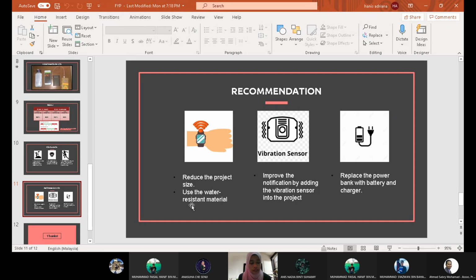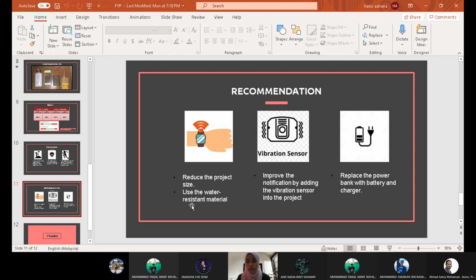And other than that, the casing for the product should be developed with water resistant material, so it can be used, for example, on a rainy day or anywhere we move. Plus, the way it notifies the user should be improved, not only by sending notifications through a smartphone, but also by adding an alarm with vibration. It also can help impaired users.